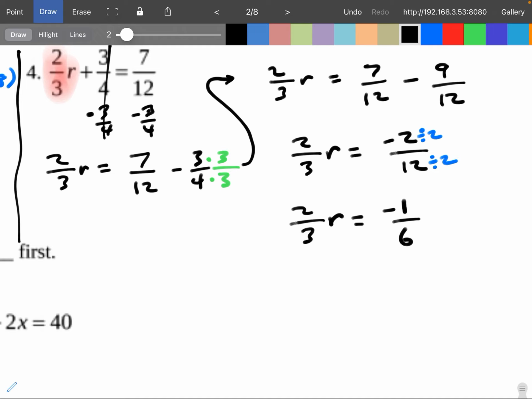Okay, so finally. Now what's the last step? I know most of your names. I think I could call on you guys now. What's the next step? I got to get rid of that 2/3 in front of the r. Go on. Flip it? Yeah. I got to multiply by the reciprocal of the 2/3. So I'm going to multiply the left side by 3 over 2. And I'm going to multiply the right side by 3 over 2.